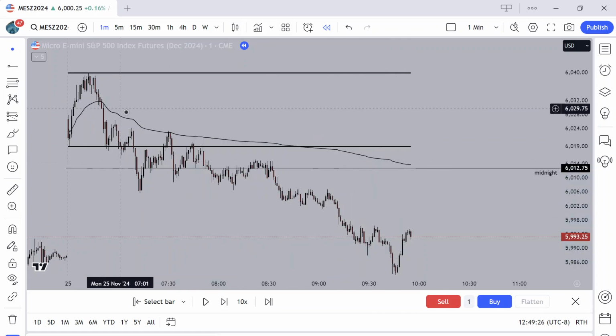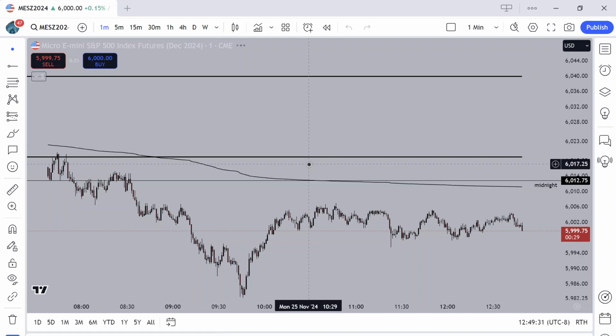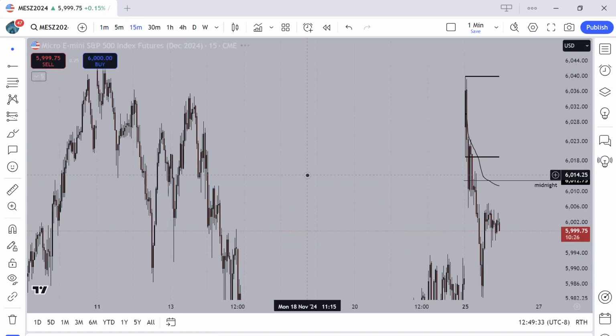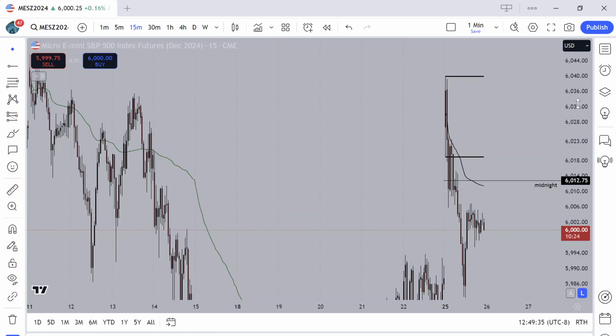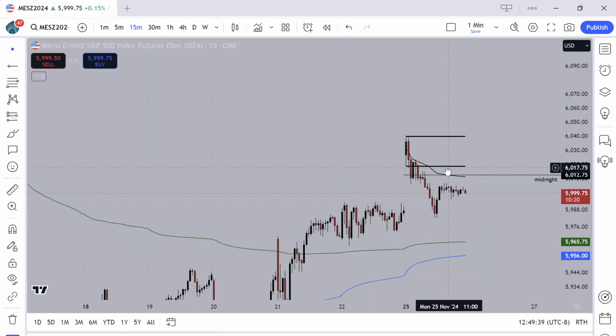So using this VWAP is a really great way to tell who's in control. And today, nobody, it never even got touched again, which is crazy. Normally you at least touch it once or twice, but that's roughly how I use VWAP to find the trade entries at the open.